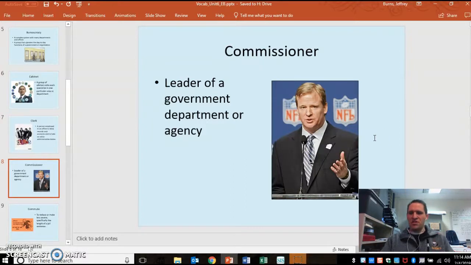Commissioner, leader of an agency. Roger Goodell pictured here. He's the NFL commissioner as an example. But you might have a commissioner of revenue as an example at the local level of government, someone in charge of the revenue.